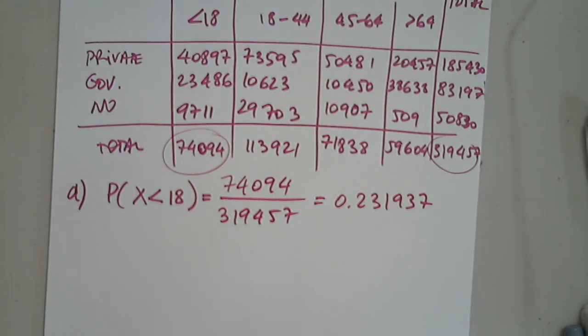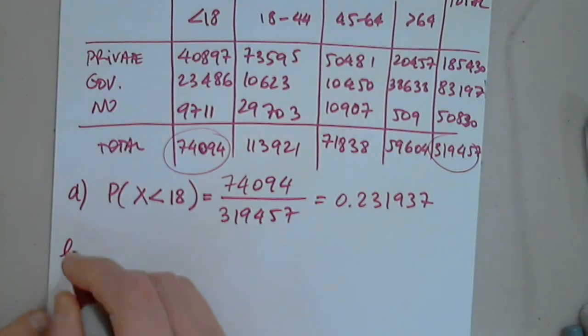Okay, so let's see what they want here. Round to 3 decimal places is needed. So 0.232. Part B.